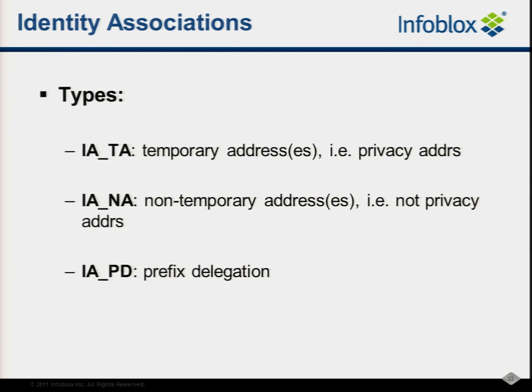And you can read this later. Temporary address, i.e. privacy addresses. You can get privacy addresses from your DHCP server. You can get non-temporary, which sounds a little clunky to me, but which are not privacy, i.e. regular addresses that we usually use. And prefix delegation, which is handing you an entire usable subnet that you can then further subnet.